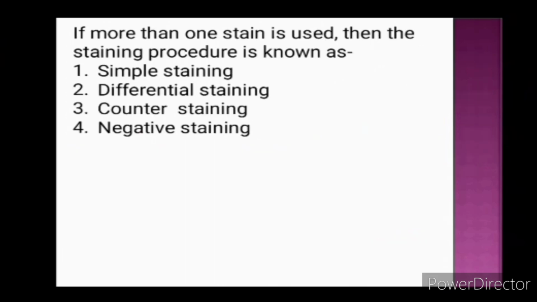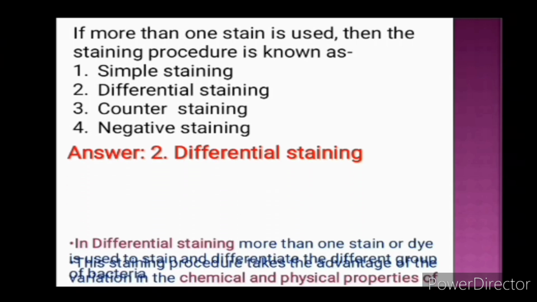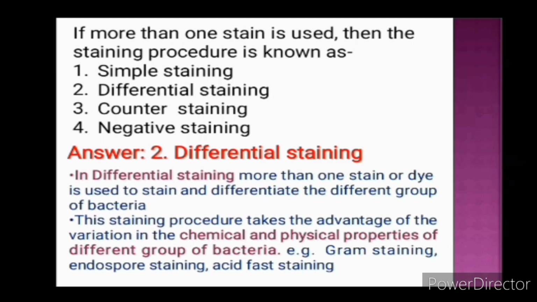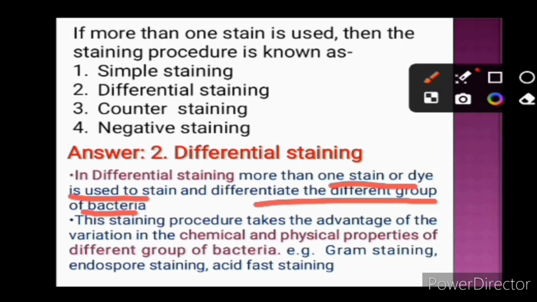Next question. If more than one stain is used, then the staining procedure is known as option 1 simple staining, option 2 differential staining, option 3 counter staining and option 4 is negative staining. And the correct answer is option 2 differential staining. In differential staining, more than one stain or dye is used to stain and differentiate different groups of bacteria. This is in contrast to simple staining, where only one stain is used.